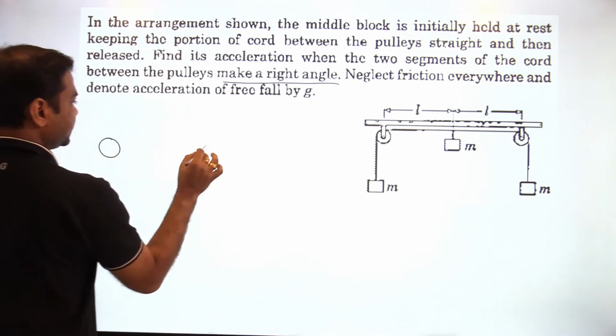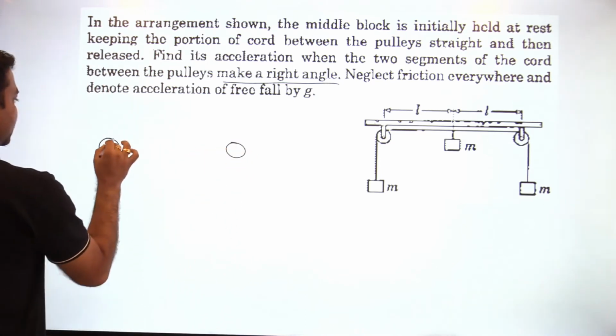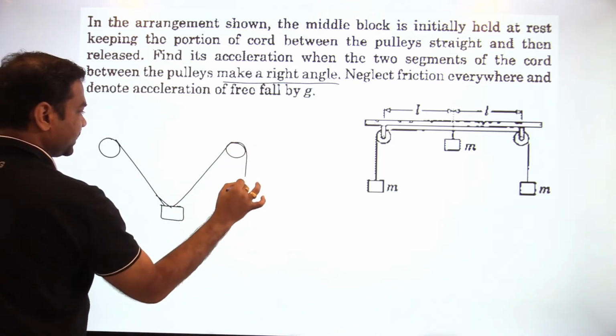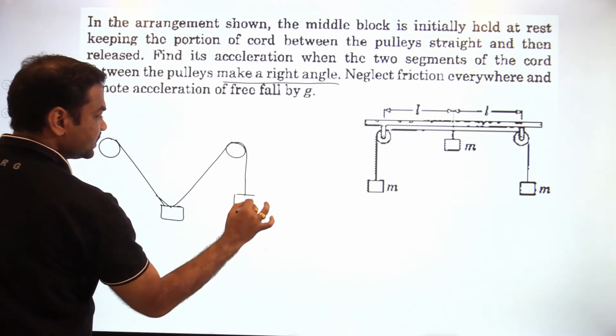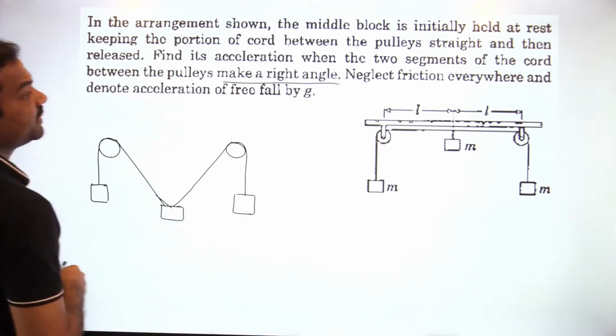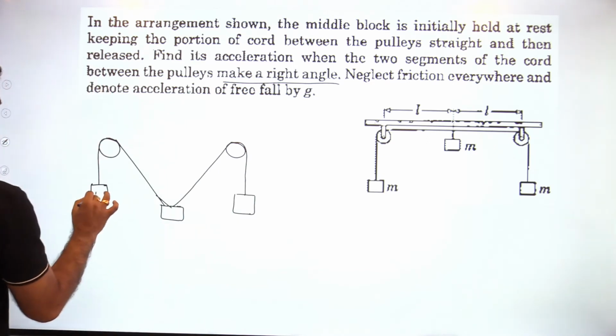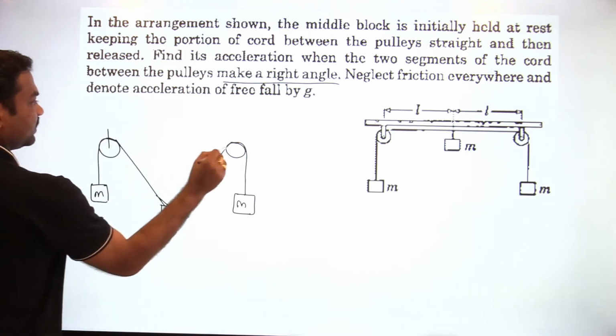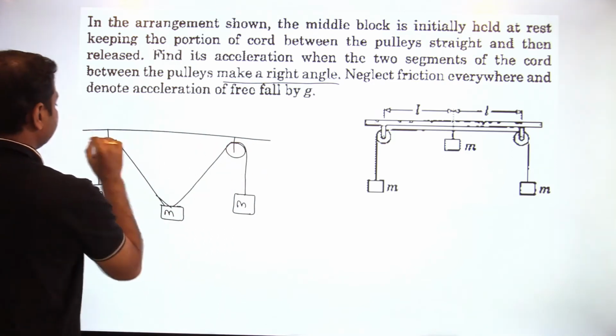So there are two pulleys, okay? And the block will be somewhere here, something like this. Symmetry is there. This is another block, and the mass is 2m. The middle one, all the blocks are m only. This is m, and m. Okay. And this is the roof.